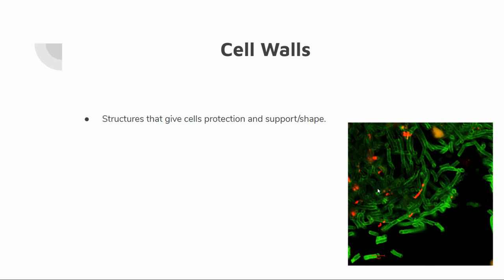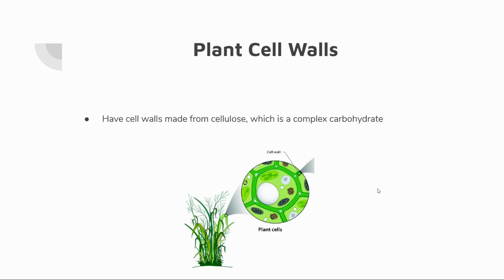So cell walls are structures that give cells protection and support, and also give them shape. And of course, animal cells do not have cell walls. Plant cells have cell walls. There's a few bacteria, but very, very small groups. So plant cell walls are made from cellulose, which is a complex carbohydrate, and we talked about that when we were talking about the macromolecules unit in Unit 2, learning target 9.